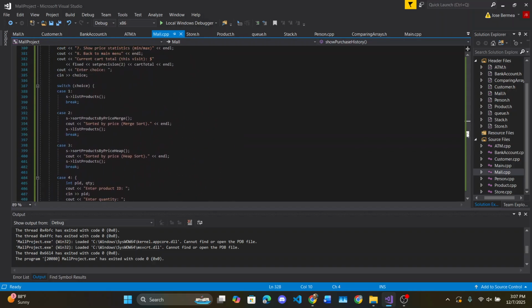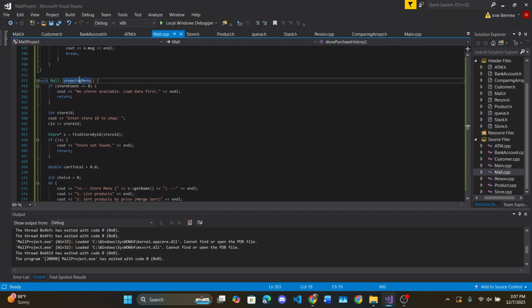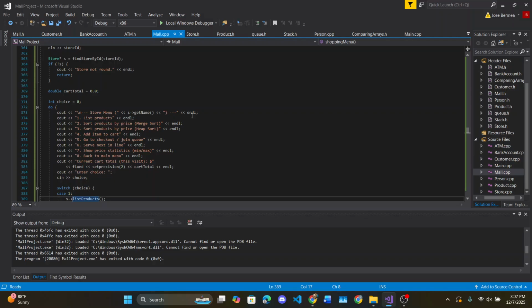And then the last thing is over here, the main menu, the shopping menu, where you can choose a store. You can list and sort products, as we saw, and then also add items to a cart. And when we do that, we call the store's purchase product from the actual store. Then we check the stock, reduce the stock, compute price times quantity. So like $20 times 3. And then we accumulate these line totals into a cart total for that visit. And then we do all the queues and the stacks and everything for all that.